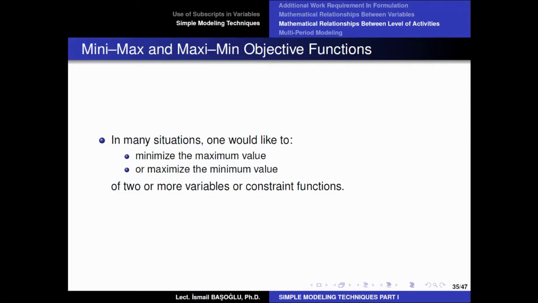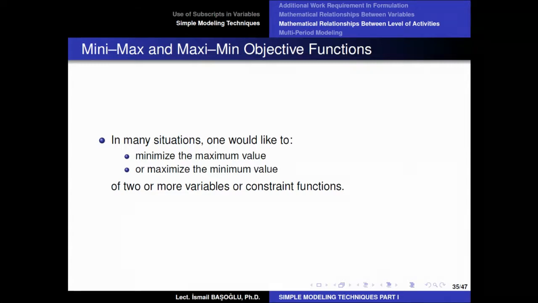Let's just say you are manufacturing 3 different products, and the quantities that you manufacture are simply x1, x2, and x3. Your objective is to minimize not the summation of them. You are basically trying to minimize the maximum of these 3 values. But you do not know which one is going to be the maximum in the optimum solution. Therefore, such an objective function should be defined as the minimization of the maximum of 3 different variables.